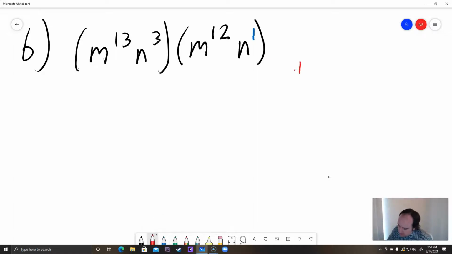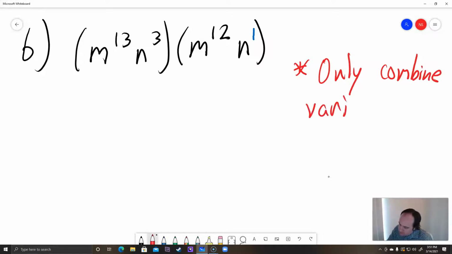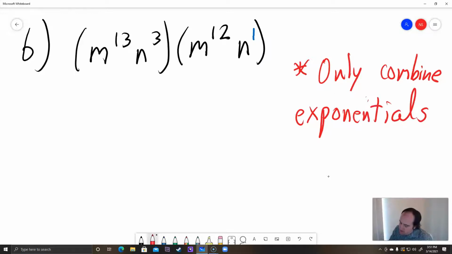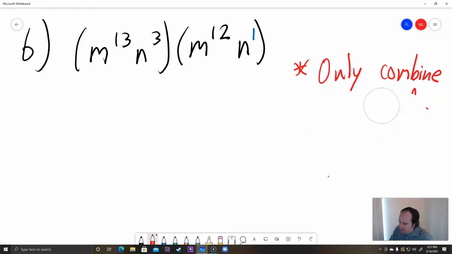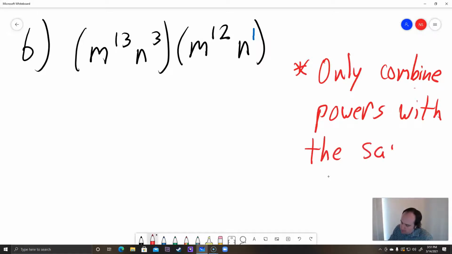So let me write that down. Only combine variables, well, I shouldn't say variables. I should say exponentials. So exponentials are these things where we have exponents. So only combine exponentials or powers would be an even better way to say it, that have the same base. With the same base. Okay, so what does that mean here?